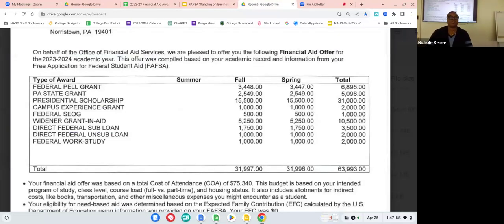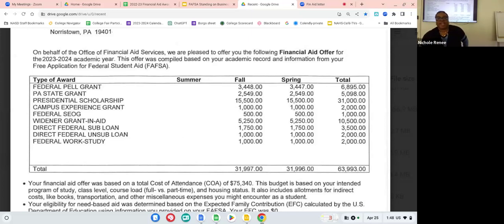Presidential scholarship is $31,000. Campus Experience Grant is $2,000. Federal SEOG. So this student, because they were eligible for the full amount, this college has some SEOG money. It's called the Supplemental Educational Opportunity Grant. They had extra money to give to this particular student. You can get up to 4,000, but the most I've ever seen is 2. So I think probably the people who get 4,000 are people who live in California, New York, those type of places where the cost of living is much higher. Okay.